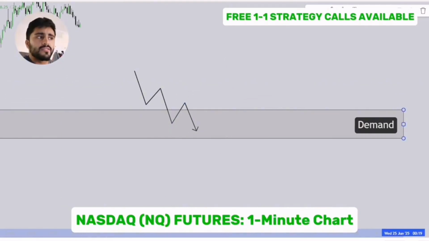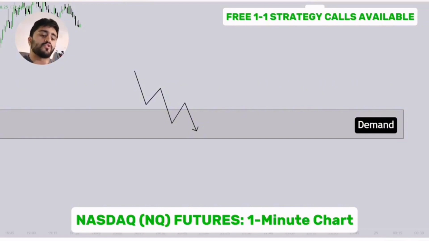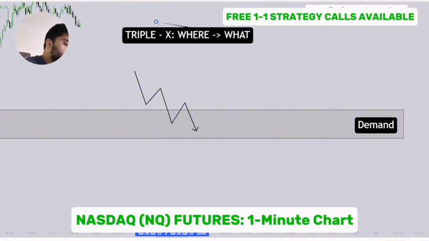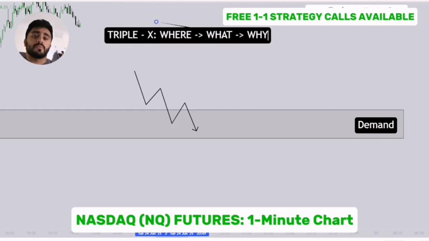And the way I want traders to think about this is I want you to think about what we call a XXX model. So the XXX model is something that I've designed, and it's super simple, right? As you can probably tell by the name, it has three key components. You want to know where to trade from, you want to know what to look for, and you want to know why you are looking for it, right? So these are the three things that contribute to the XXX model.